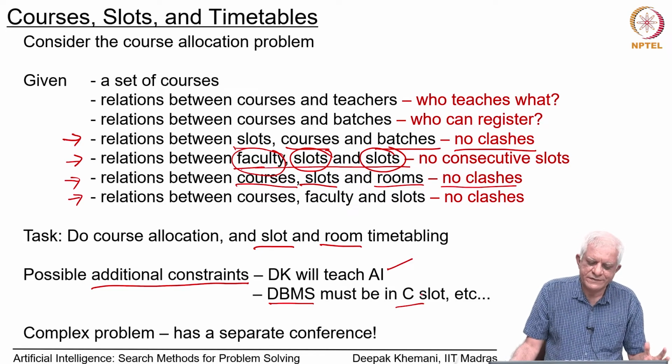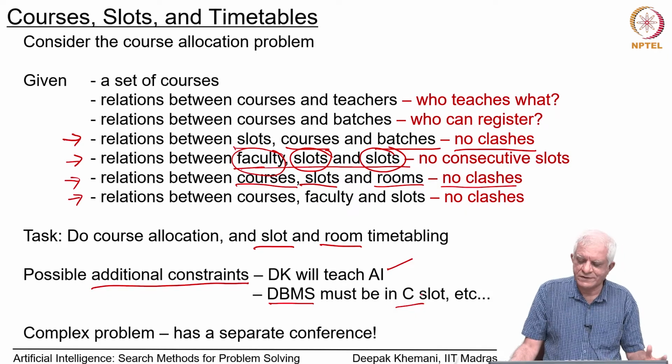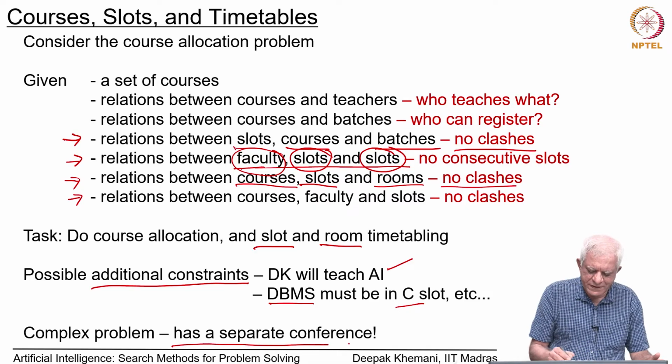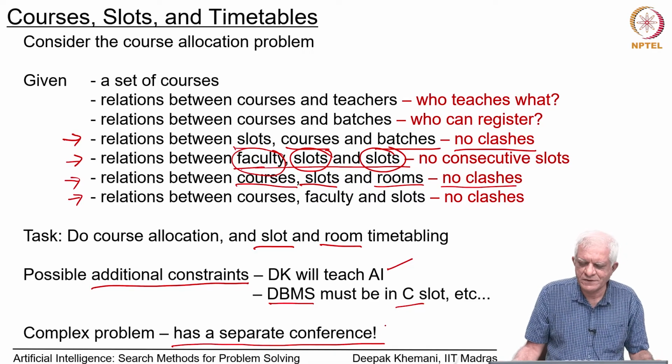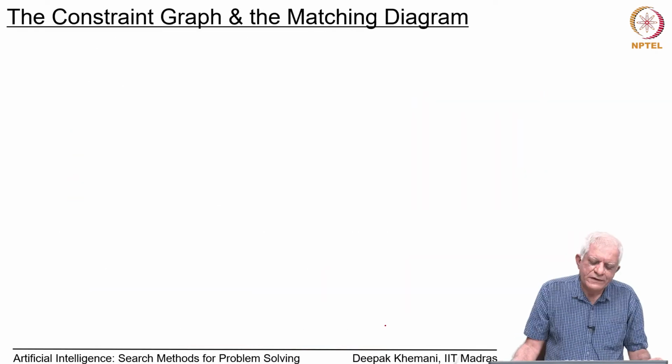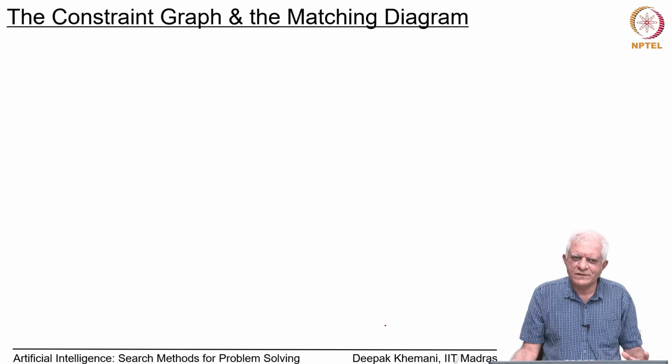Now, as I said, course allocation and timetabling is not an easy problem and one often runs into all kinds of clashes due to which you have to iterate, so much so that this whole domain has a separate conference. If you just look this up on the web, you will see that there is a conference on timetabling and scheduling of courses essentially. Okay. So, we have informally described constraints, then constraint satisfaction problems, then the formal definition in terms of a network, and now let us talk of a graphical representation of constraint satisfaction problems.